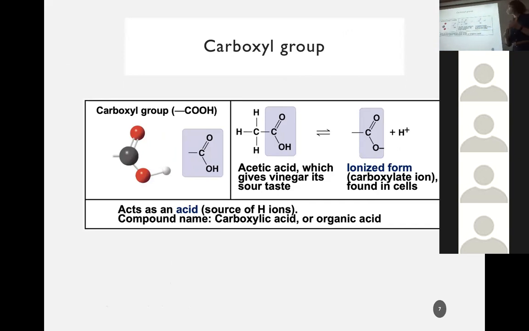So you have an OH. You can ignore this right here. Don't worry about that ionized form. Don't worry about that part on the right. This is what I would ask you. I'd give you something that looks like that and say, what functional group is this? So the C double bond O with an OH coming off of the other side of the carbon.